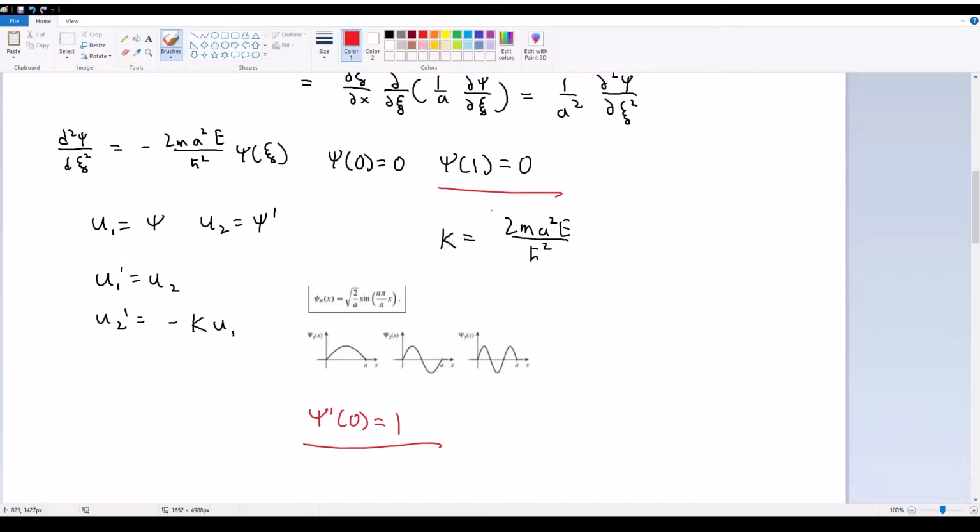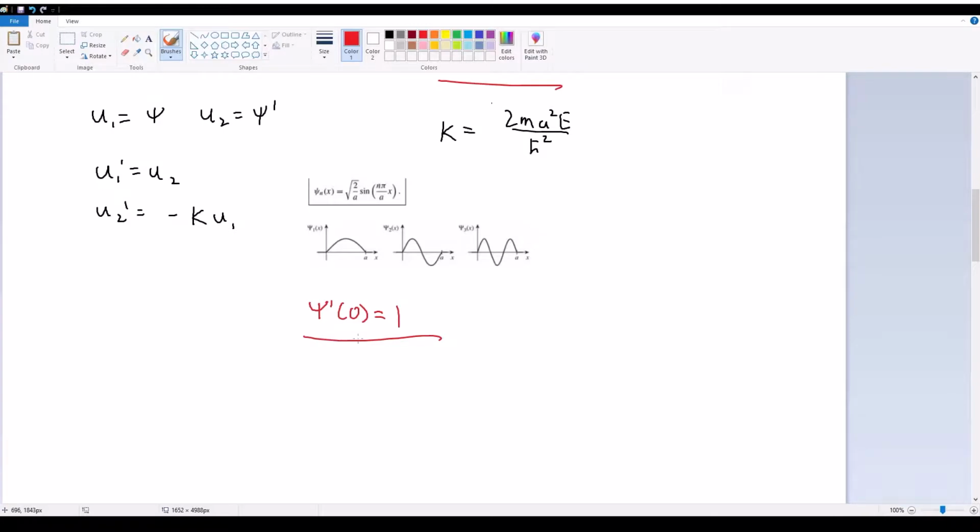valid solutions for k. So let's now do this in actual Python, because we already know the actual form of k. We know that the energy solutions are E_n equals n squared pi squared h bar squared over 2ma squared. So if this is equal to k, because k is equal to 2ma squared times E over h bar squared, or at least, this is our definition of k from our ODE.